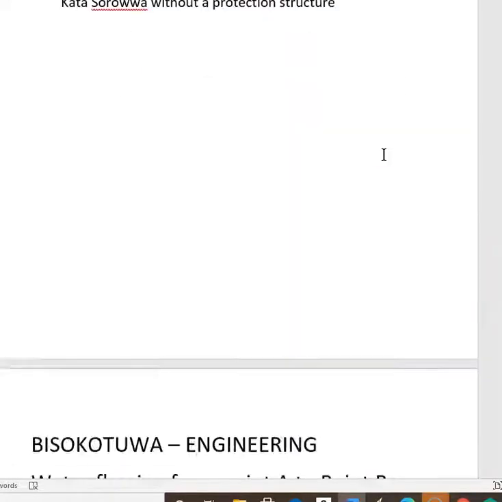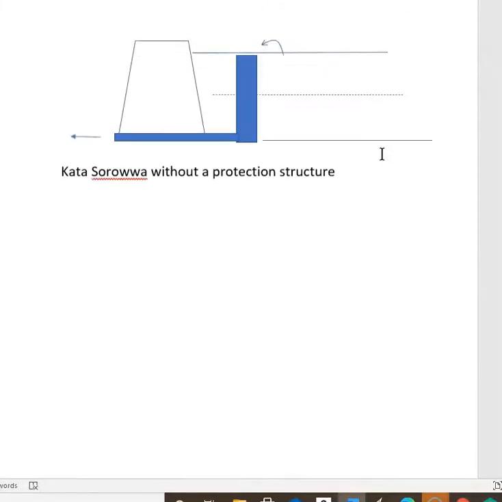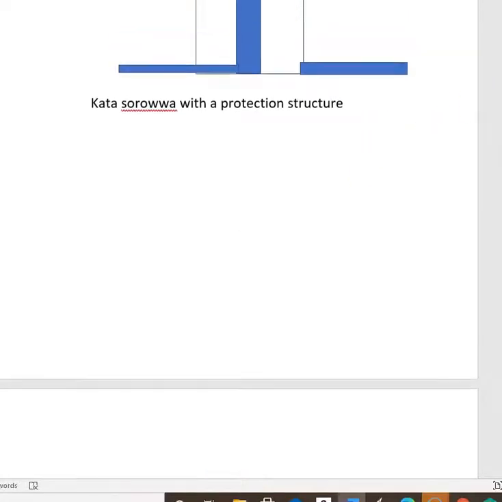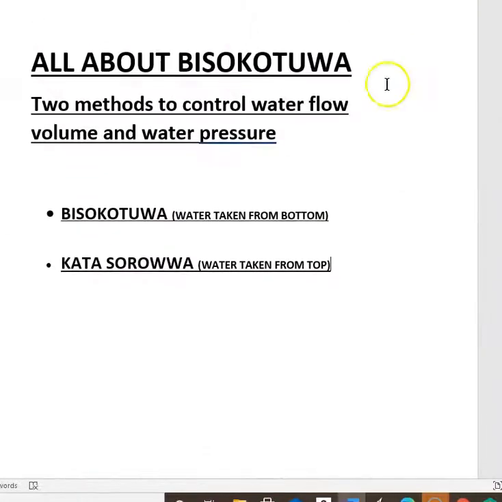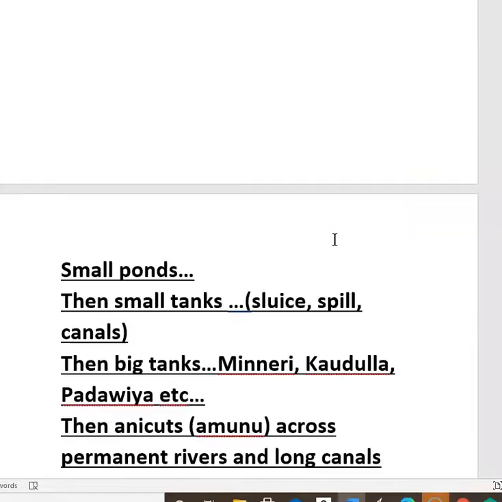So that's the mechanism of Kata Sorowwa, and we will be talking about engineering aspects. But before that, I want to talk about something else. So we saw that there are two methods. One is the Bisokotuwa, that is taking water from the bottom, and then the Kata Sorowwa taking water from the top surface of the reservoir.